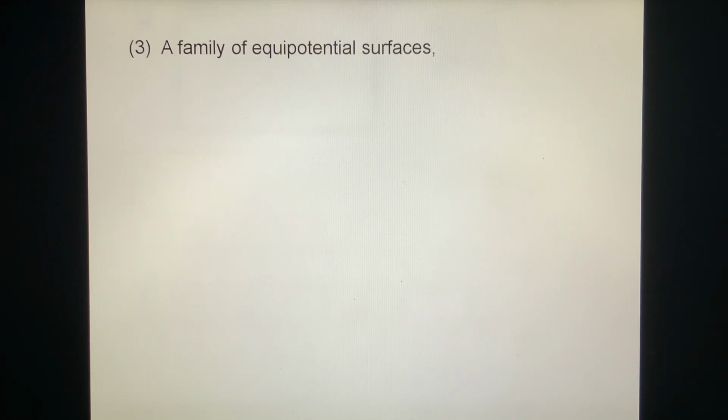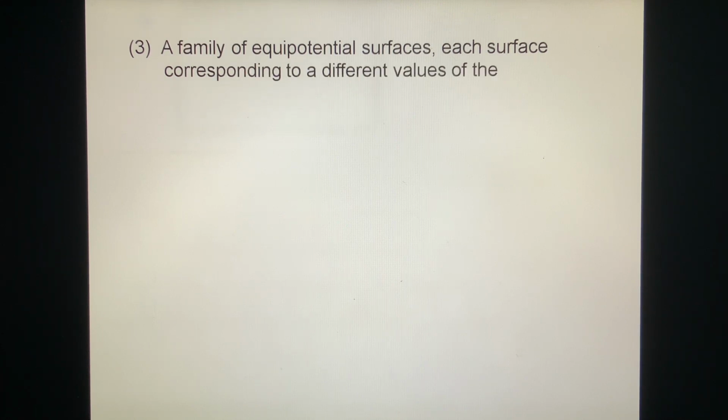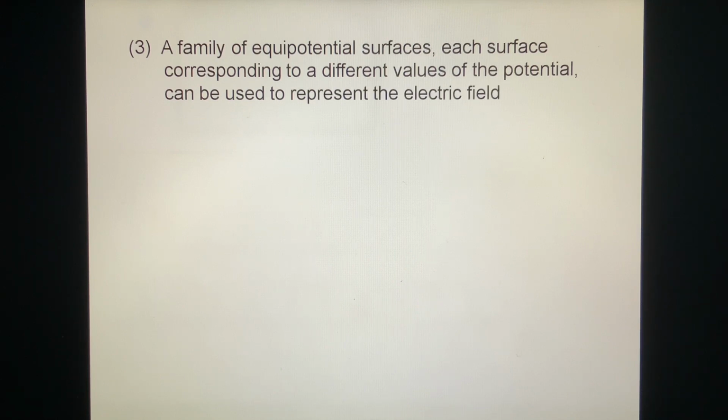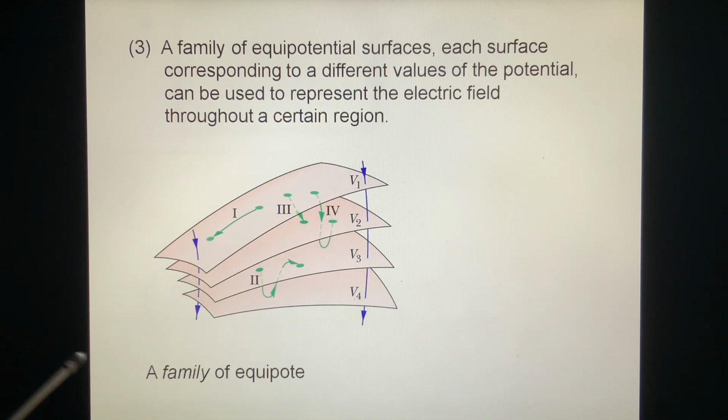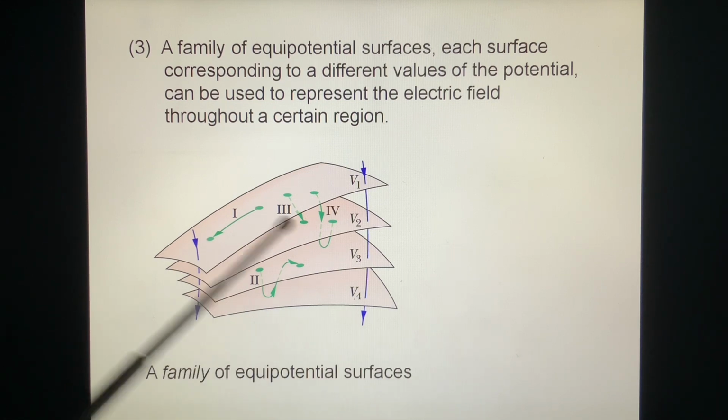So, a family of equipotential surfaces, each surface corresponding to a different value of the potential, can be used to represent the electric field throughout a certain region. Now, this shows four different equipotential surfaces, and they can represent the electric field. A family of equipotential surfaces like this one. Now let's see the work done.